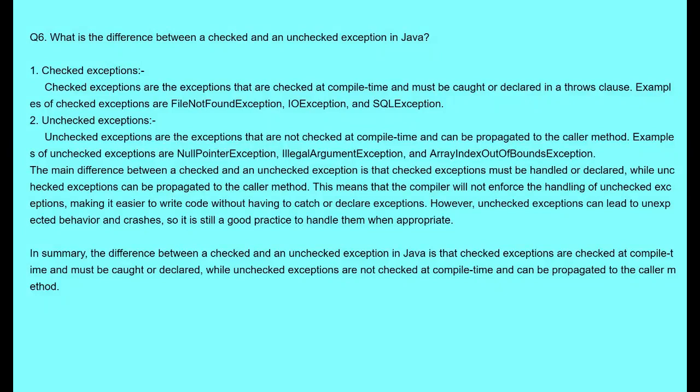In summary, the difference between a checked and an unchecked exception in Java is that checked exceptions are checked at compile time and must be caught or declared, while unchecked exceptions are not checked at compile time and can be propagated to the caller method.